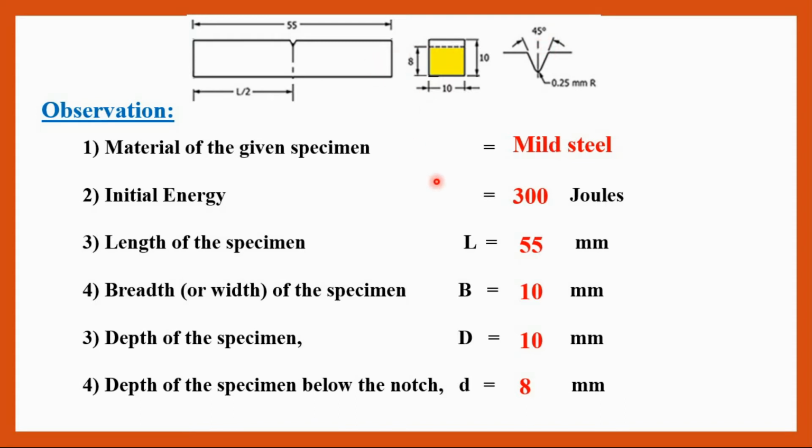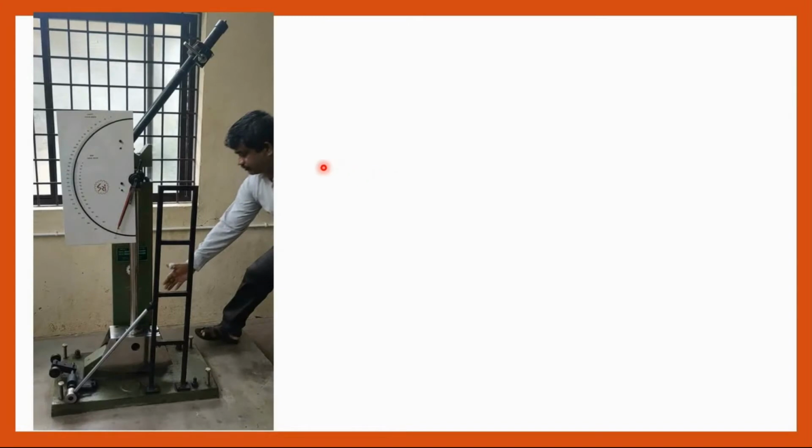Now I will move on to the experiment. Before conducting the actual experiment, we need to conduct a friction loss test. So I will move on to that procedure. First, here we have the impact testing machine.